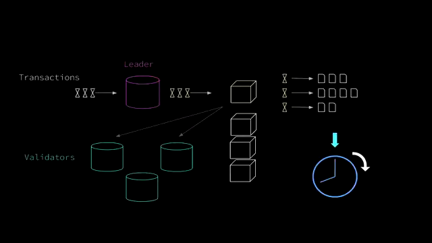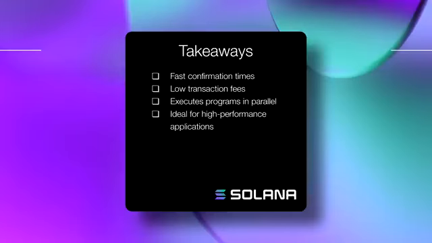All of this uses a concept called proof of history, which is one of the innovations that allows Solana to actually be so fast as a blockchain. So some of the key takeaways are that Solana has really fast confirmation times and low transaction fees. It executes programs in parallel, and thus transactions in parallel as well. And it's ideal for high performance applications because of all these features.